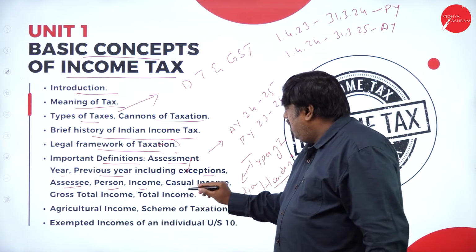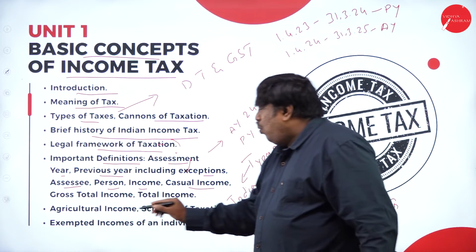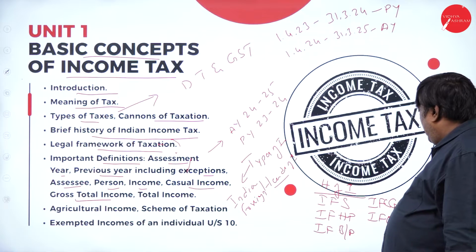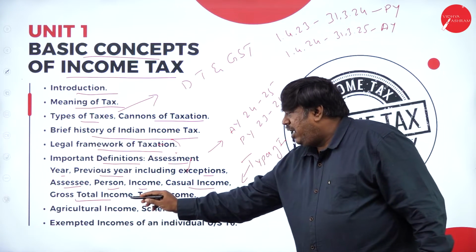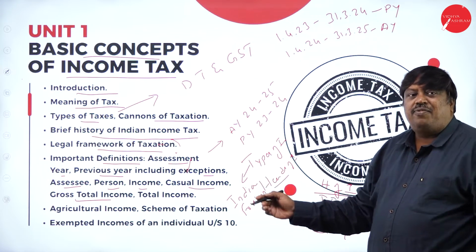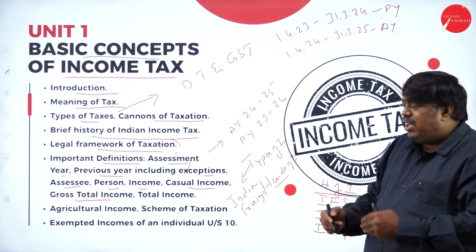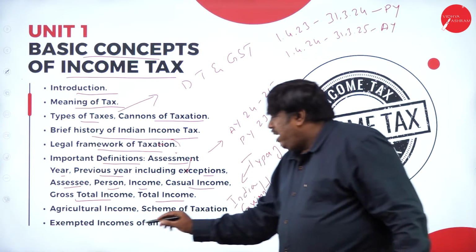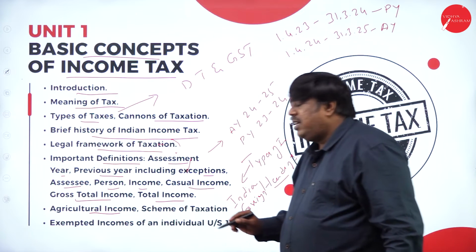And next we are going to learn what are casual incomes. Adding all the 5 heads of income gives my gross total income. From this, if any deduction is deducted, the next part will be the total income. Then we have here agricultural income.